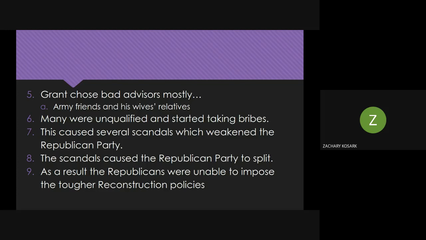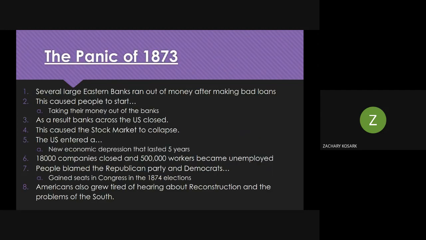And this is where we really start to see a slip in the Reconstruction laws and the protections for African Americans in the South. During this time, there is also something else that weakens the Republican Party, and that is that the economy goes into a depression.